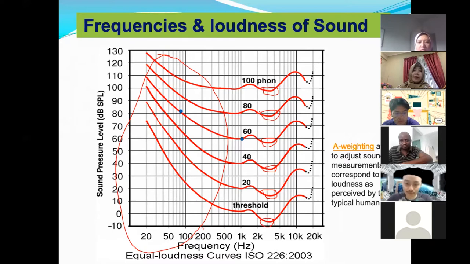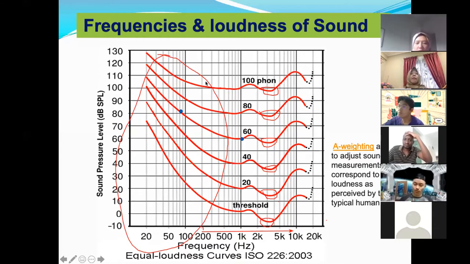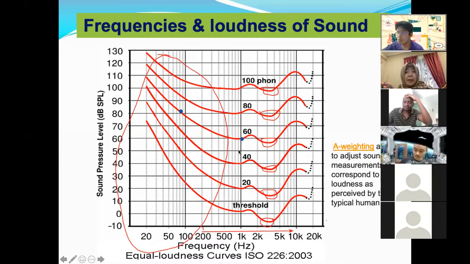So our ears are actually sensitive from here to here. Although we can hear sound from 20 to 20,000, our ears are more sensitive from 200 onward. This is only for young people. Based on this curve, the 40 phon is adopted and used in the development of the sound level meter. 40 phon here.